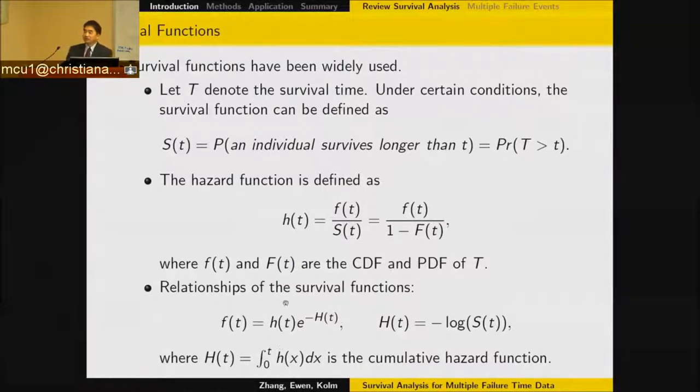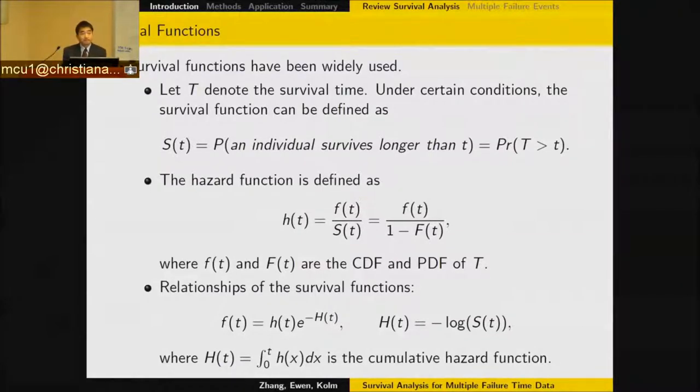So if we know the survival function, we can get the CDF of T and vice versa. And then H(t) here is the cumulative hazard function. So the hazard function, survival function, and the CDF or PDF of the survival time are convertible, which means if we know one, we can know another.